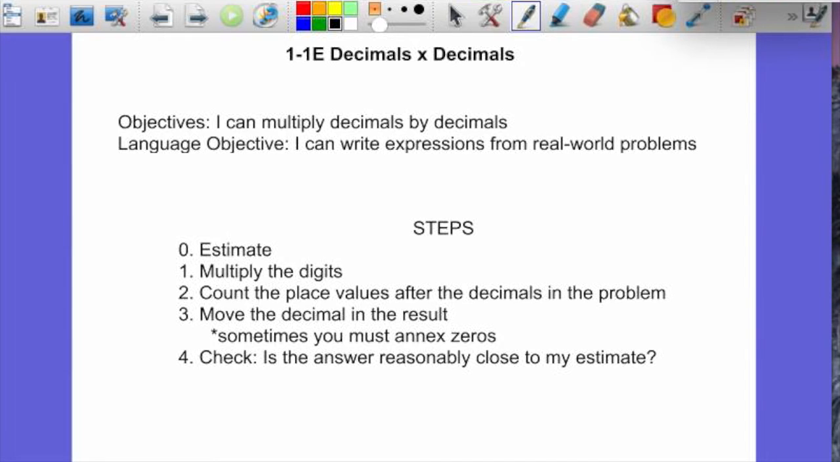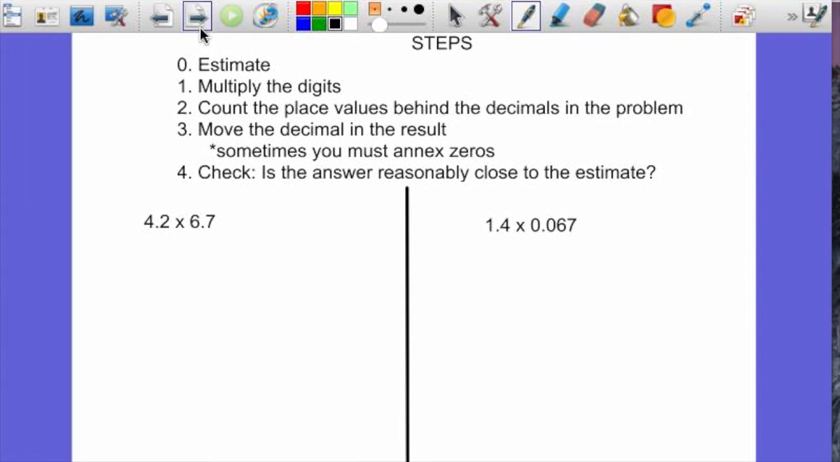Then we will move the decimal in the result that we got from step 1, and sometimes remember you must annex zeros or add zeros as place value holders. And 4, you need to check your answer. Make sure, is it reasonably close to what you got in your estimate? Okay, so you may want to pause the video at this point and take some time to finish writing down the steps. Now that you have the steps written down, make sure and take a few seconds here to write down the 2 different problems we're going to do, giving yourself a little room for work in your foldable.